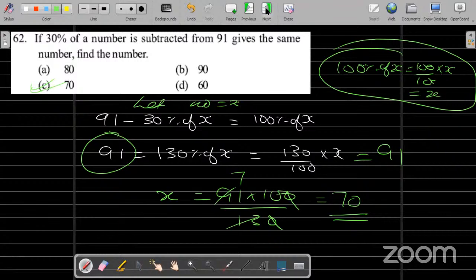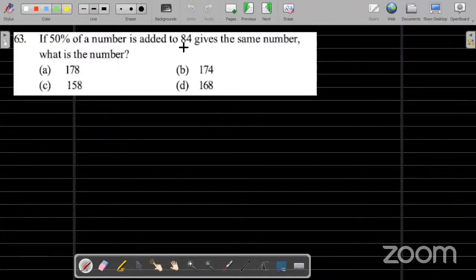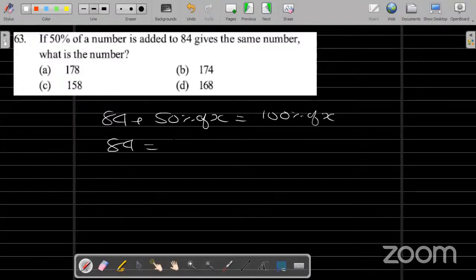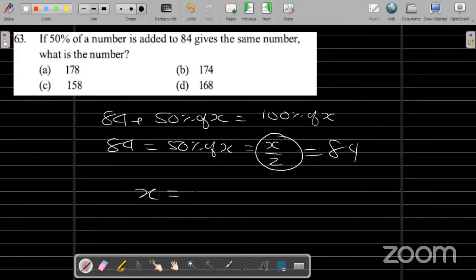Next question also is almost the same. 50% of a number is added to 84, gives the same number. So 84 plus 50% of x equals 100% of x, where the number is x. That gives you 84 equals 100% of x minus 50% of x. That is half of x. So half of x is 84. That gives you x equals 84 into 2, 168. 50% of a number will be half the number. That is 84. So x will be 168. Option D.